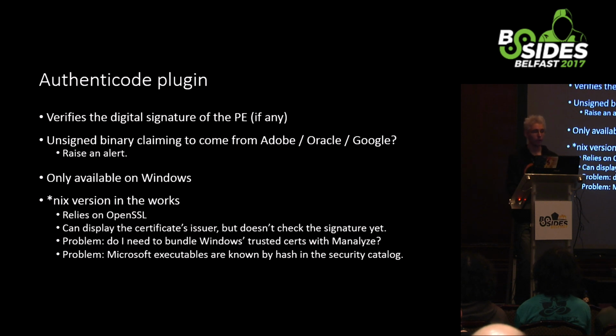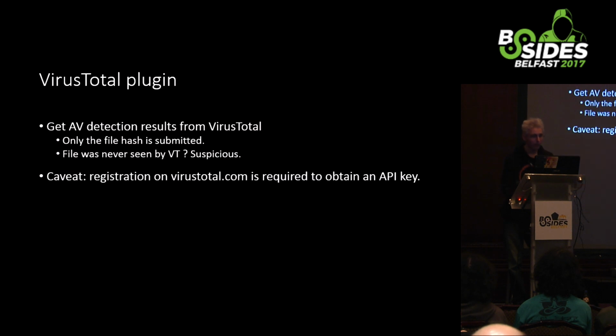There is another issue, which is that Microsoft executables are often known by hash in the security catalog of the OS, and they are not even signed themselves. So is there a way I can export that into the tool? I have no idea. Finally, there's a VirusTotal plugin that just submits the hash to VirusTotal and returns any result.